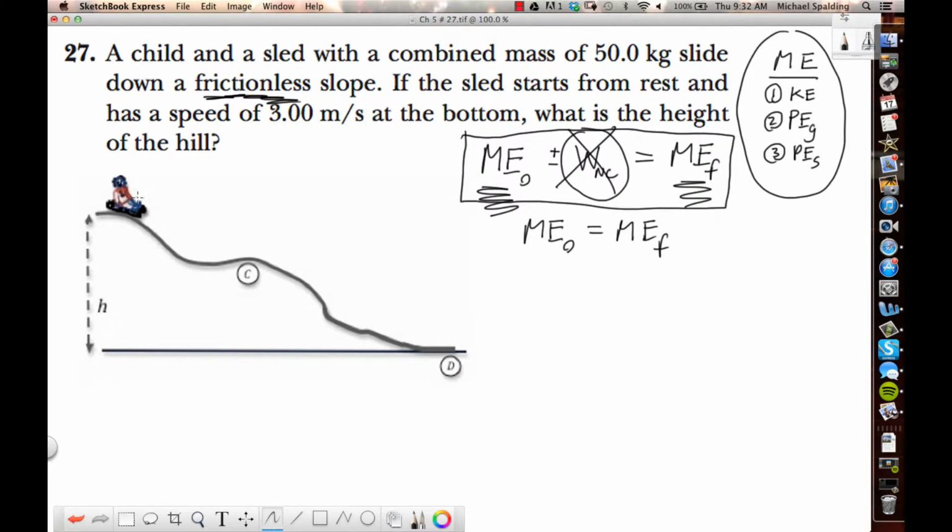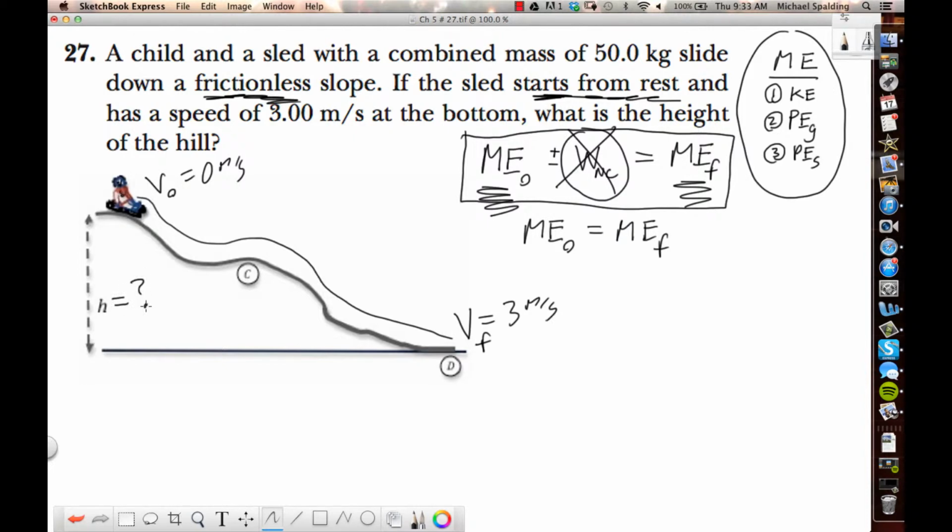So this kid is going to go, woo! He goes down the hill like this, and we have the velocity at the bottom of the hill. The velocity down here is 3 meters per second. That's V final. V initial at the top is 0, right? The problem says that he starts from rest, and what we're looking for is the height of the hill. And the problem says no friction, okay?